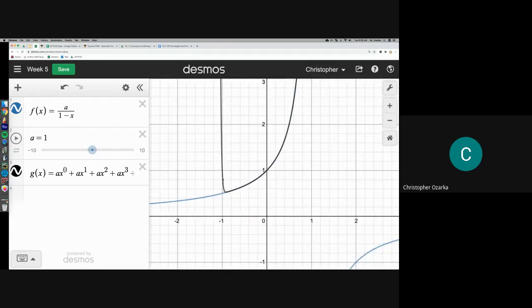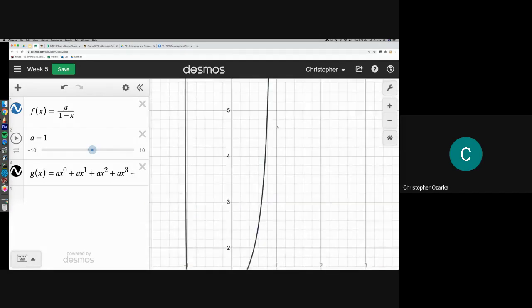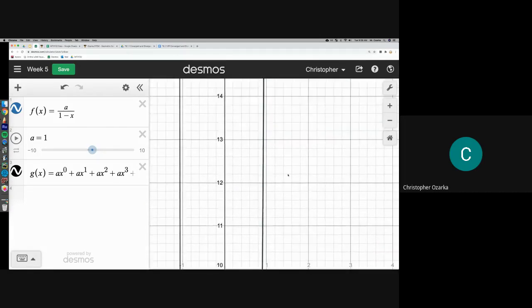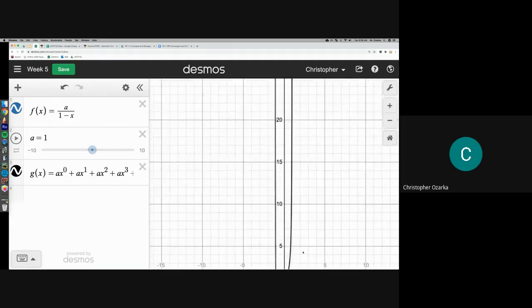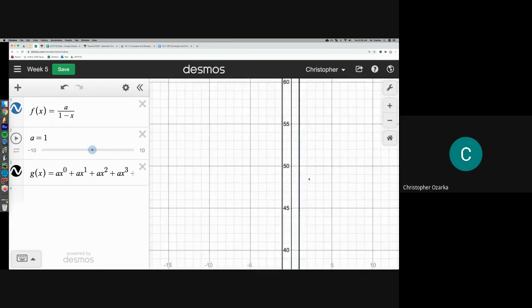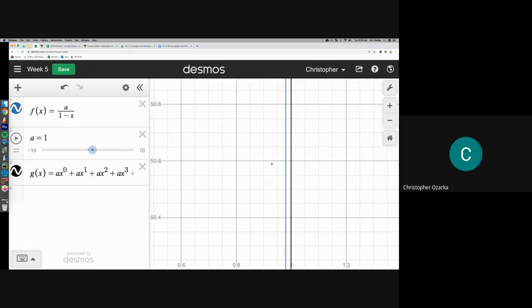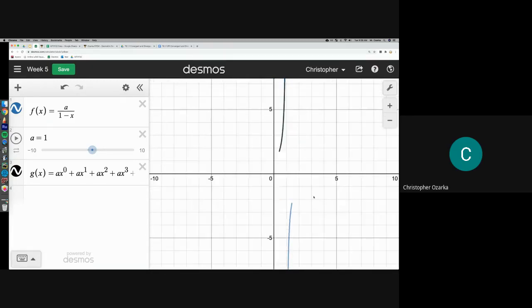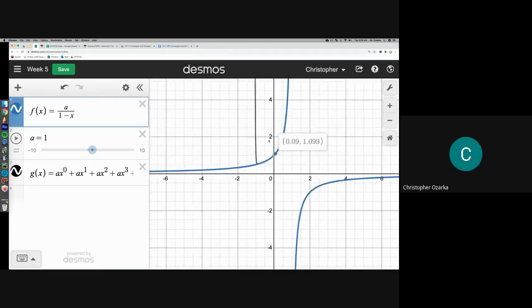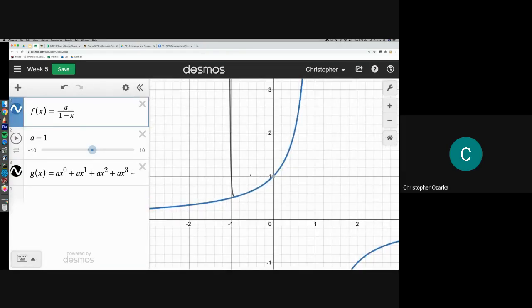But if you notice, at -1, it's not very good. So as you get closer to here, it's a little bit off. As you get closer to 1, oh man, I'm going to be zooming out for a while. Hold on. There it is. It's off by a little bit as you get closer to 1. But in between, it's a pretty awesome approximation.